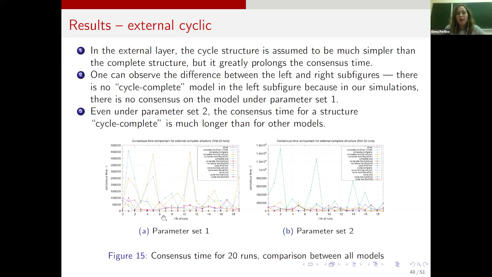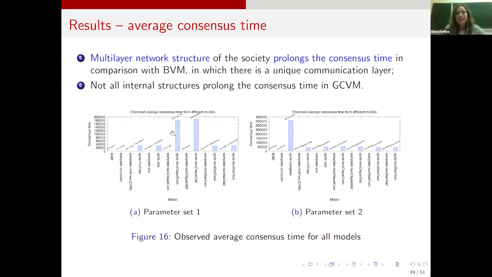In the left figure, we do not have the cycle complete network, the case with external cycle and internal complete network, because the consensus was not reached in this case for this set of parameters, but it was reached here. But what we can say is that the time is much higher for this type of network structure than for all other networks. And here, it is the average consensus time represented. As I said, we do not reach consensus here for one type of network.